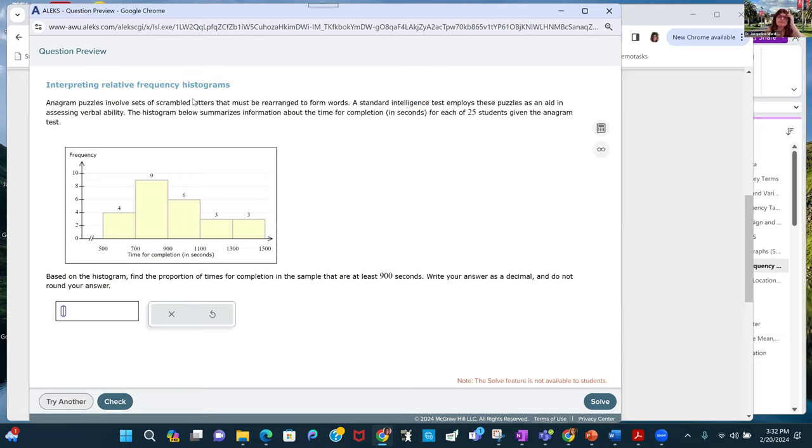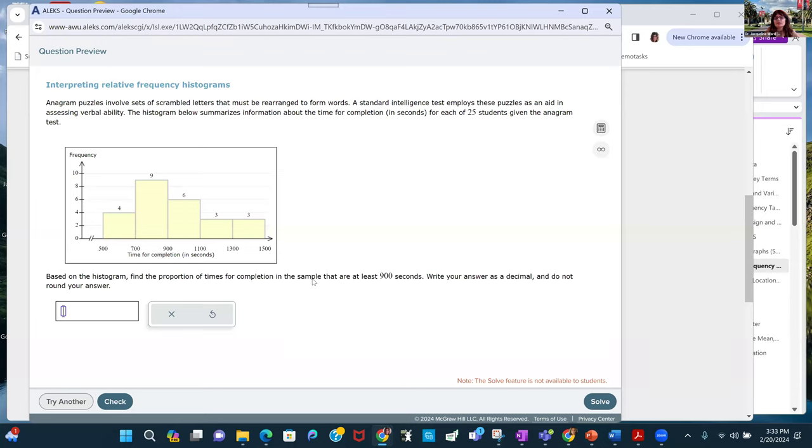Anagram puzzles involve sets of scrambled letters that must be rearranged to form words. A standard intelligence test employs these puzzles as an aid in assessing verbal ability. The histogram below summarizes information about the time for completion in seconds for each of 25 students. So now, notice we're given a frequency rather than a relative frequency, right? We show four students who completed between 500 and 700 seconds. Nine of the 25 students completed between 700 and 900 seconds.